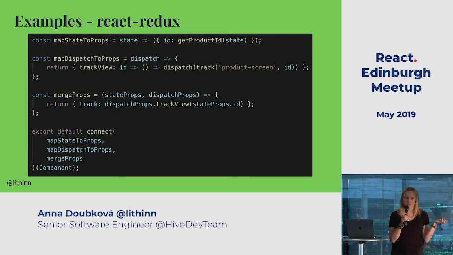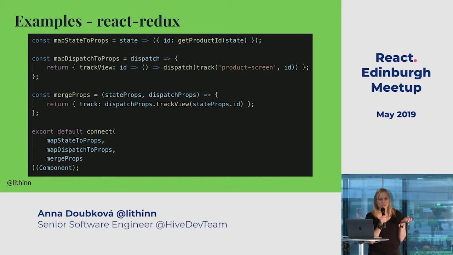React-Redux has this connect, and you pass it some functions, and those functions map state or the store into your component as props. mapStateToProps is a simple one. It's just like connecting state to props. The next thing is mapDispatchToProps, and unfortunately, this can be both an object and a function. And then there is mergeProps, and that's the ultimate evil because it always creates new references.